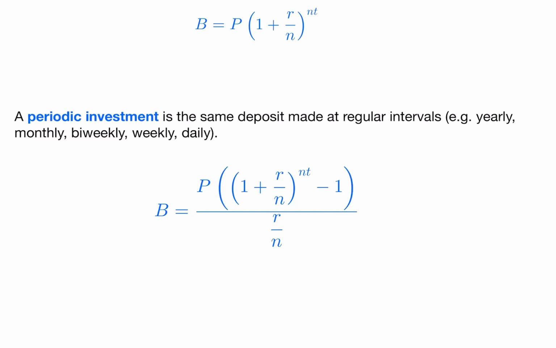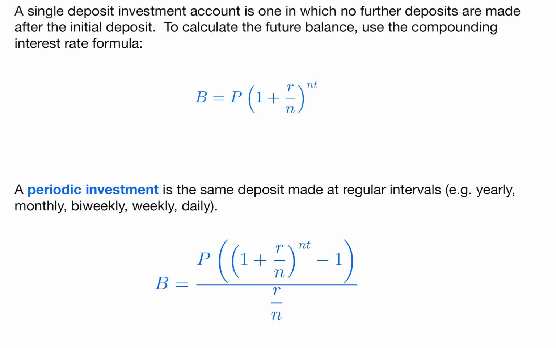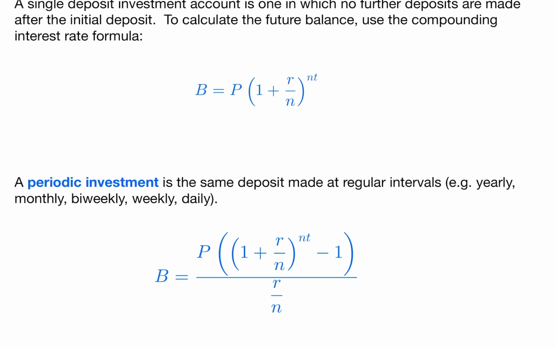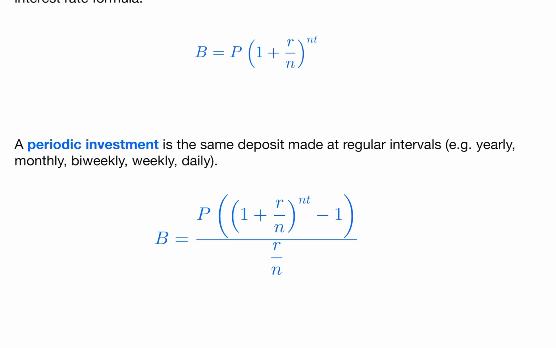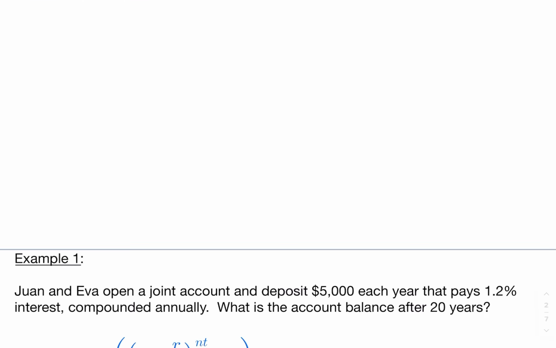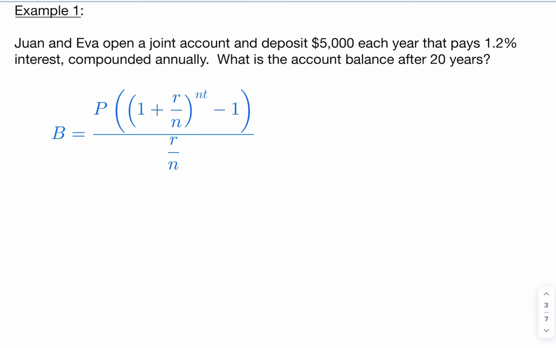Now this equation looks a little complicated, but as you will see, the equation up here, the future value of a single deposit, this P times this quantity, is embedded in here. So the only difference here is we're going to subtract 1 and then divide it by R over N. So don't let this formula scare you away. All right, so let's go ahead and take a look at this first example.